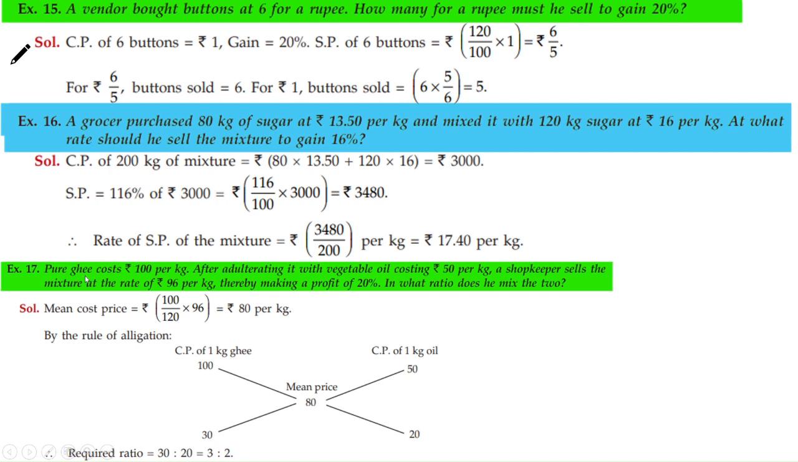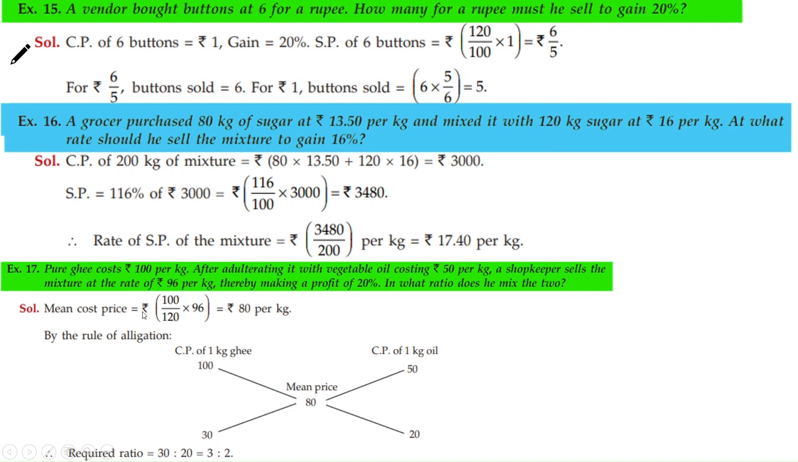Pure ghee costs rupees 100 per kg. After adulterating it with vegetable oil costing rupees 50 per kg, a shopkeeper sells the mixture at the rate of rupees 96 per kg, thereby making a profit of 20%. In what ratio does he mix the two?